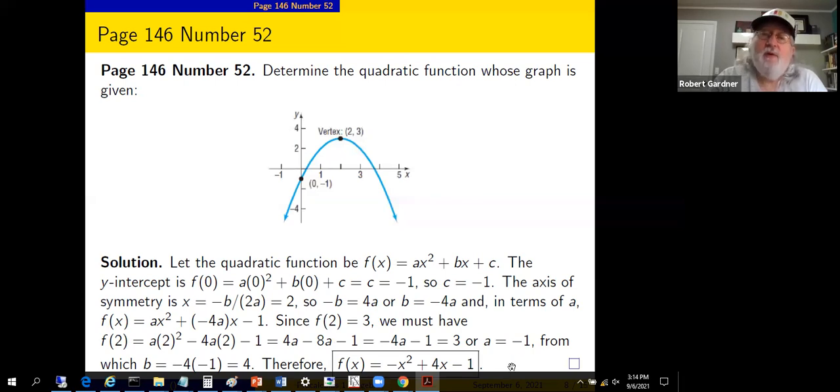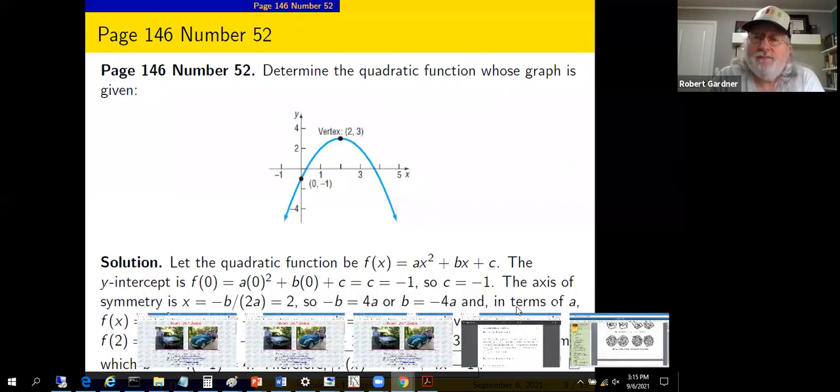And there's the equation for the function that has this graph. So we've done this in both directions. We've gone from equations to graphs and from graphs to equations. Back to the notes.